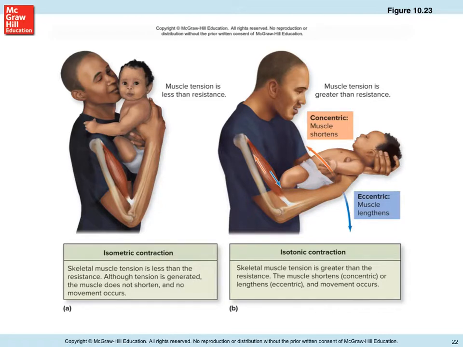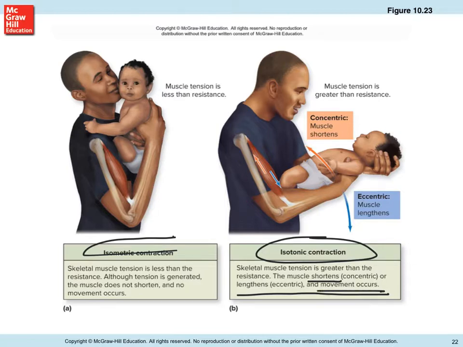The contractions in the muscles can be categorized based on the force generated by the muscle and the resistance, or the load, that must be overcome. And there are two types: isometric contraction and isotonic contraction. Isotonic contraction is when the muscle tension is greater than the resistance, so the muscle will actually shorten and movement occurs. Picking a child up, that would be where you have a movement occurring.